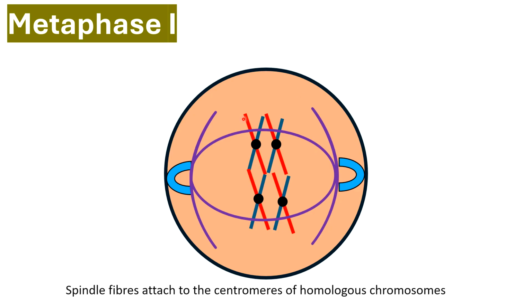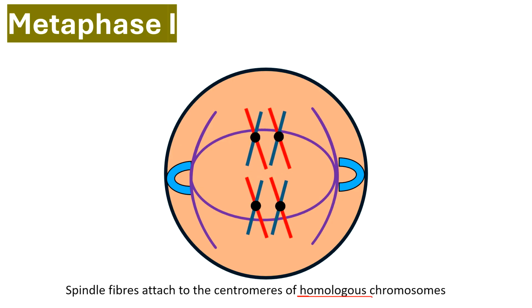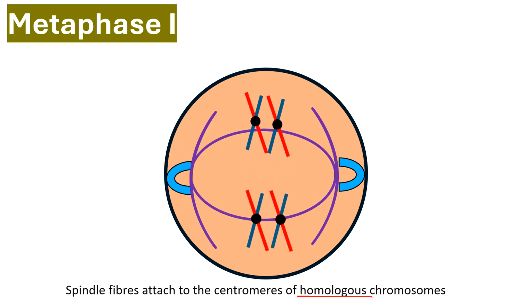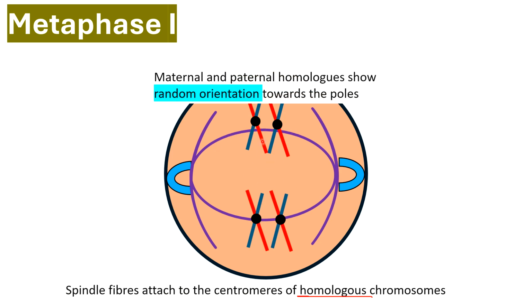Here the spindle fibers are going to attach to the centromeres. The purple thing is going to attach to the black circles of homologous chromosomes. So now we call them homologous chromosomes. As you can see, they attach to the purple thing, so they're lined up by the equator of the cell. You know, Earth, there's the equator. It's a similar shape.